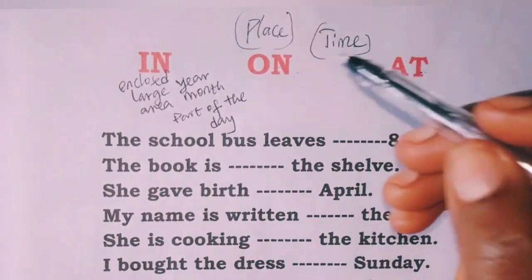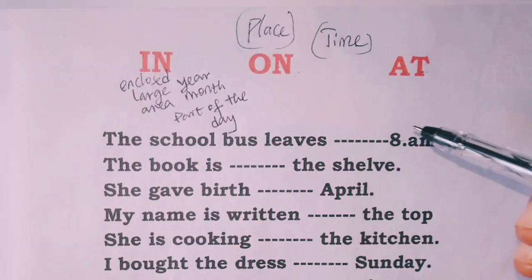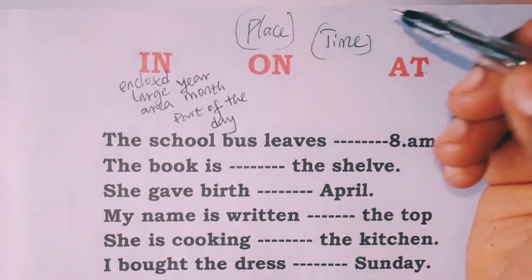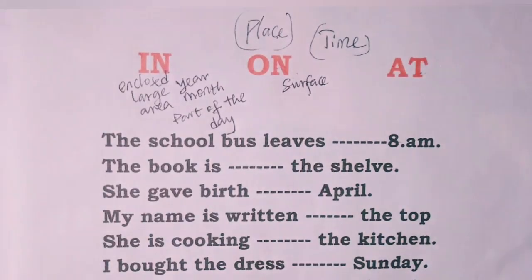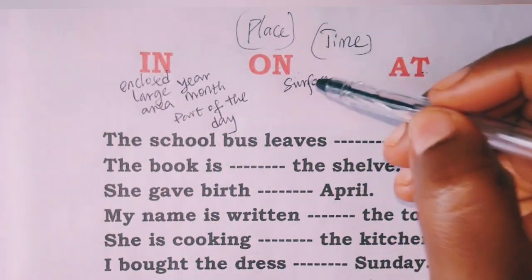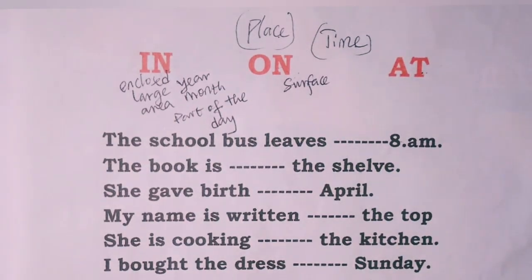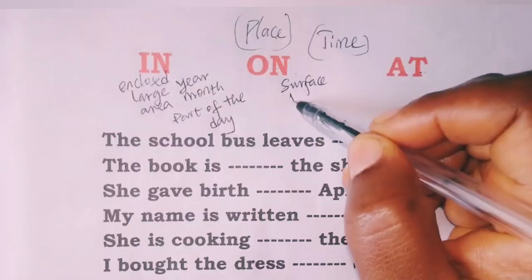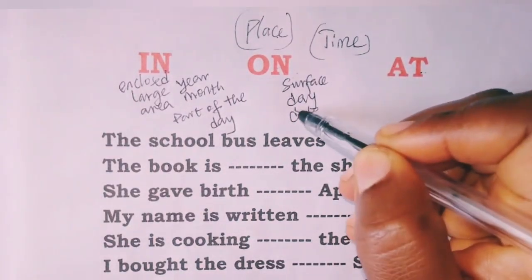For on, to use it in terms of place, when the noun or the word it comes before is a surface, we use on. That's in terms of place. For on to be used in terms of time, it means the word it comes before is a day or a date.